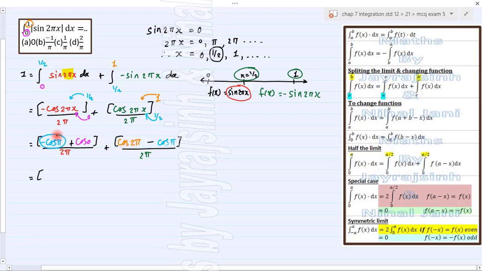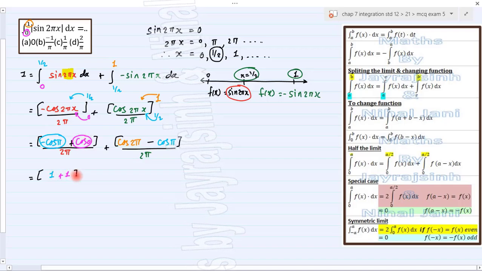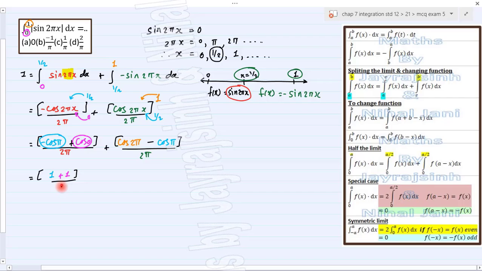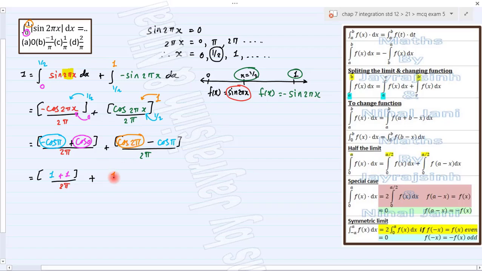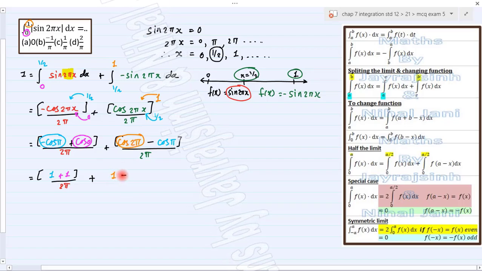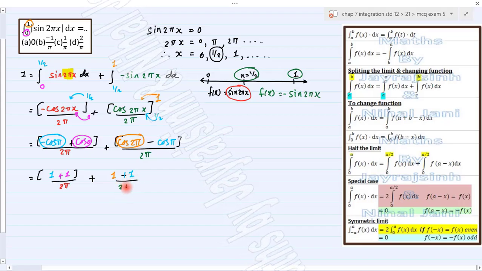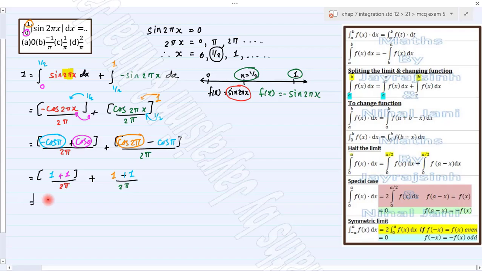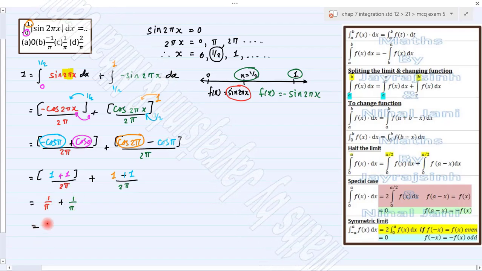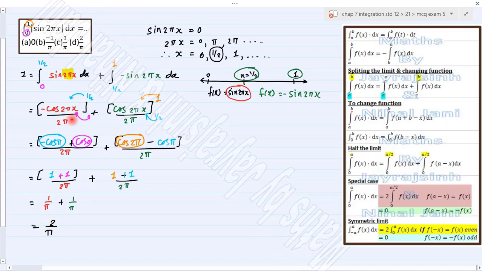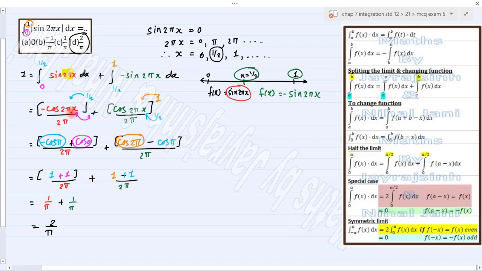So minus cos pi will be 1, cos 0 is also 1, upon 2 pi, plus cos 2 pi will be 1 and cos pi will be minus 1. So it will also become 1 divided by 2 pi. So here we'll get 1 by pi plus 1 by pi, or we can say 2 by pi is your final answer, which is given in option D. Ta-da!